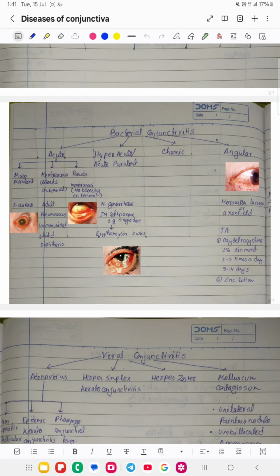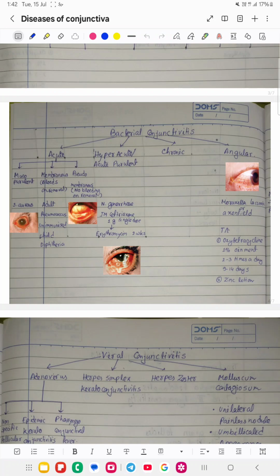Acute can show mucopurulent discharge, membranous, like membrane formation, or pseudomembranous, like pseudomembrane formation. Now what is the difference between membrane and pseudomembrane? If we remove a membrane, it will bleed, but if we remove a pseudomembrane, it won't bleed. Now I have taken the images from the book. These images can come in OSPE, so we have to know the images by heart.